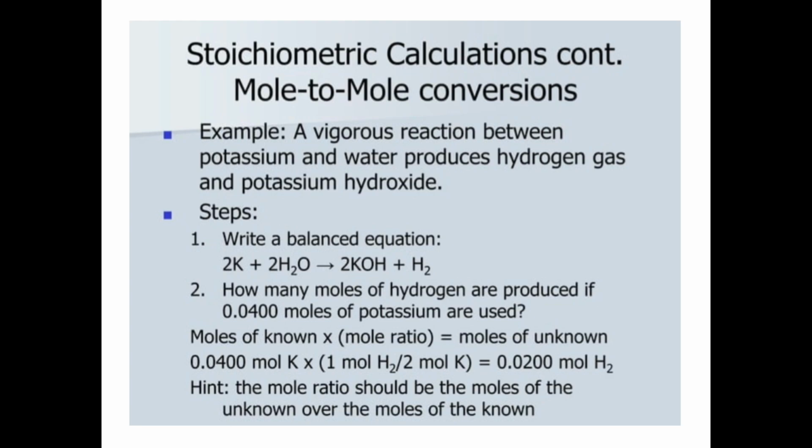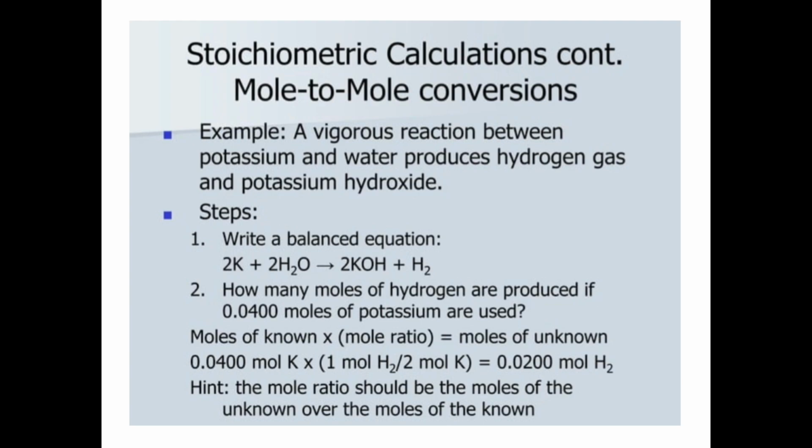Now the next thing is to look at what is known here. The known here is potassium. You are given 0.0400 moles of potassium and you are looking for the moles of hydrogen. The known is potassium, the unknown is the moles of hydrogen. Now you are going to use mole ratio to find it. How do you use mole ratio?